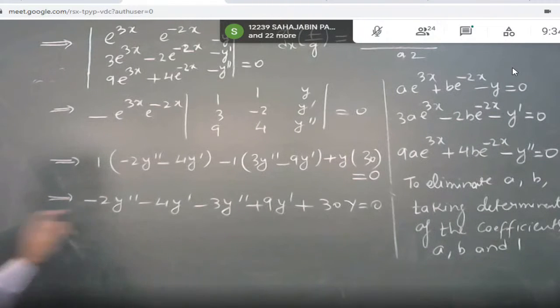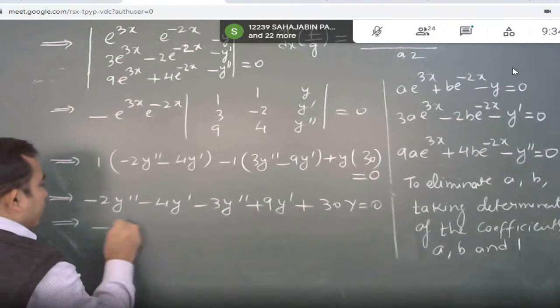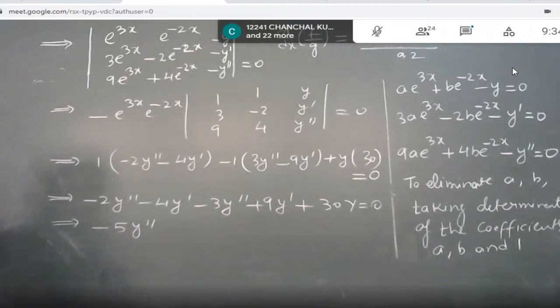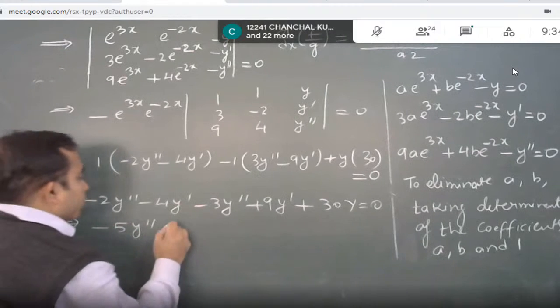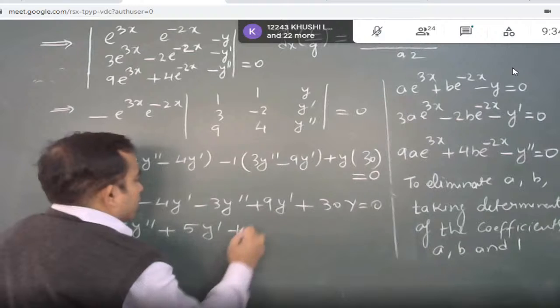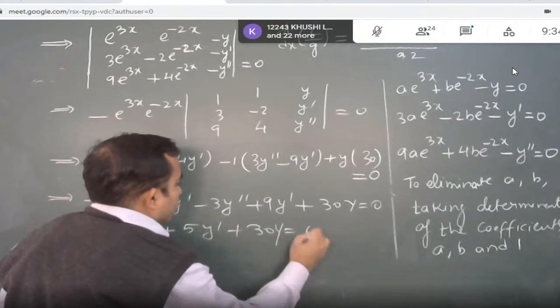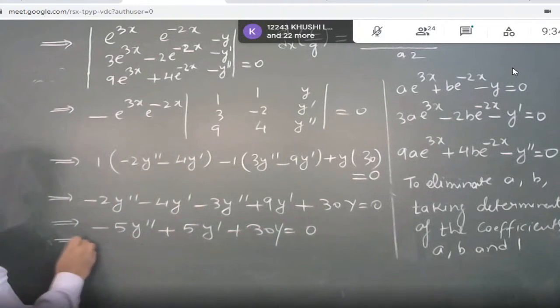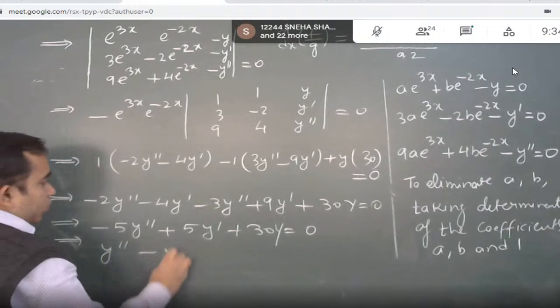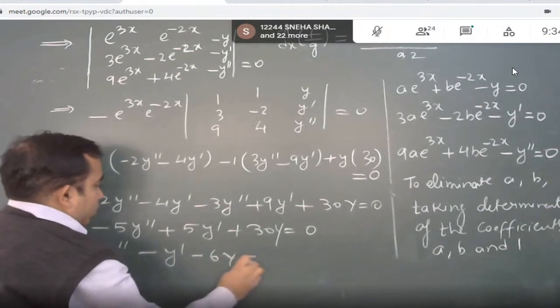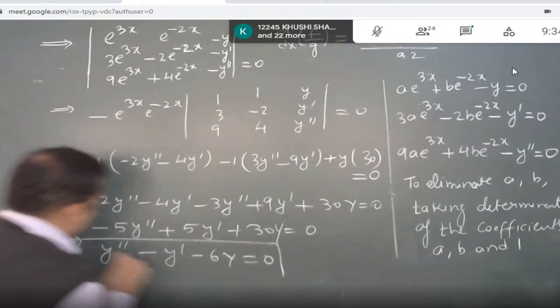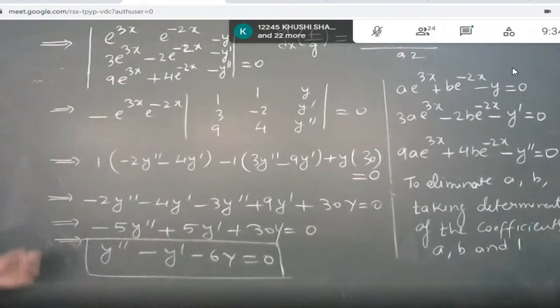Minus 2 minus 3 minus 5 y double dash minus 4 plus 9 is plus 5 y dash plus 30 y equals to 0. Minus 5 से divide करा दीजिए. This is the differential equation. Its order is 2 and it doesn't contain a or b.